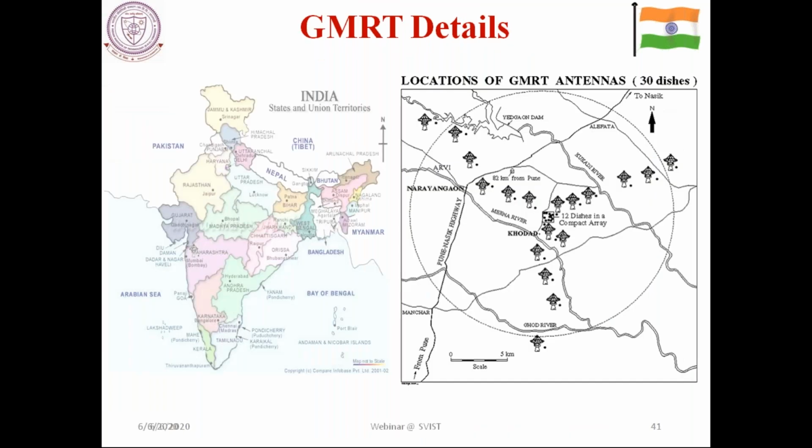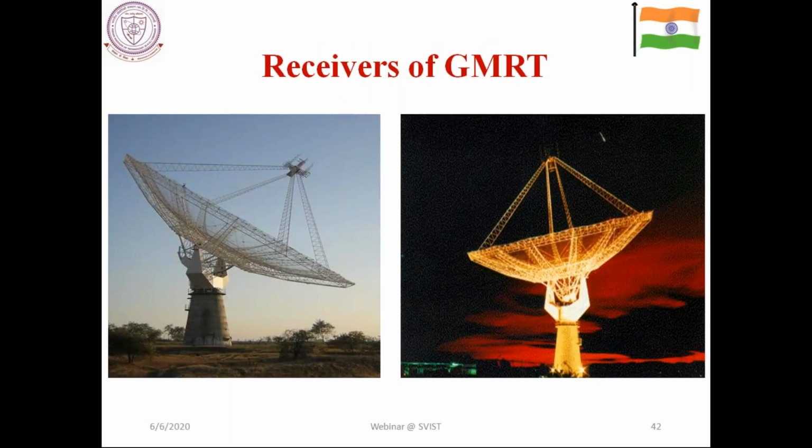Let me show you some details of GMRT. As I have told you, it's a Y-shaped antenna array, encompassing a region with a radius of around 25 kilometers. You have some 30 antenna dishes. Here I am showing you some of the receivers of GMRT, in the twilight, and one of the receivers of GMRT over here.